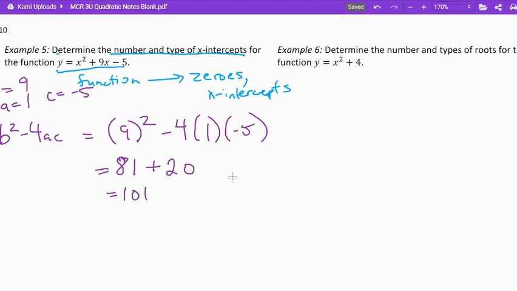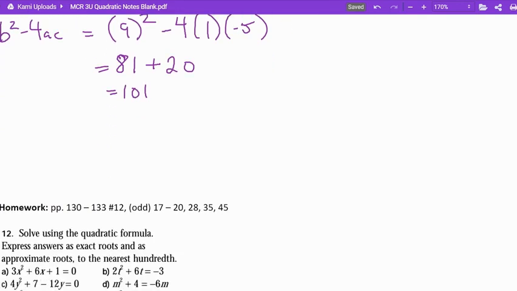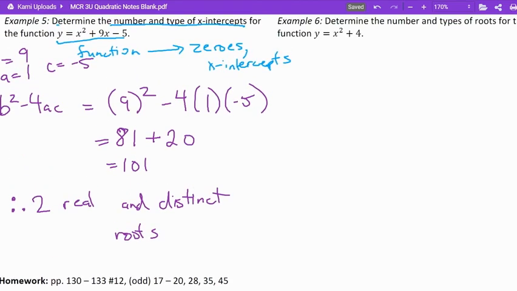Is it positive, negative, or 0? Since it's positive, what kind of roots are there? Give it a shot, Luke. Two real and distinct. Beautiful. Therefore, two real and distinct roots. Okay. Let's try the next one.